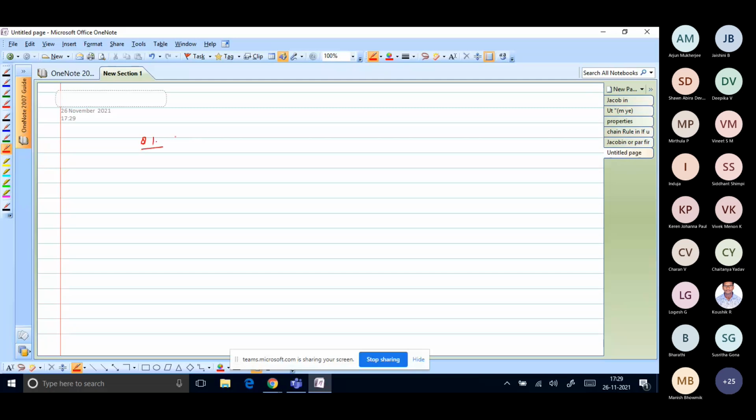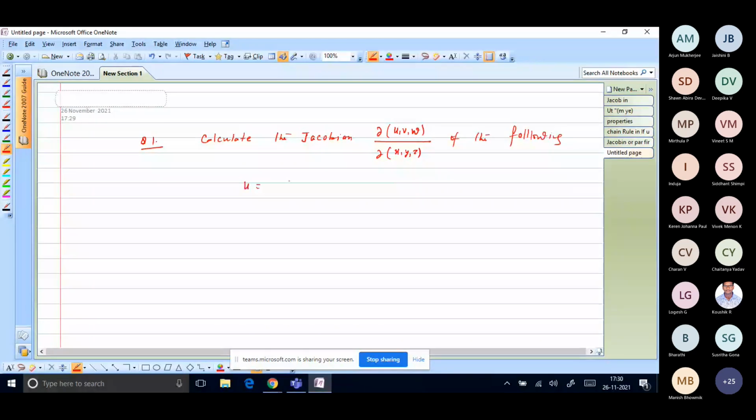Question number 1. Calculate the Jacobian of u, v, w with respect to x, y, z, where u is defined by x plus 2y plus z, v is defined by x plus 2y plus 3z, and w is defined by 2x plus 3y plus 5z.